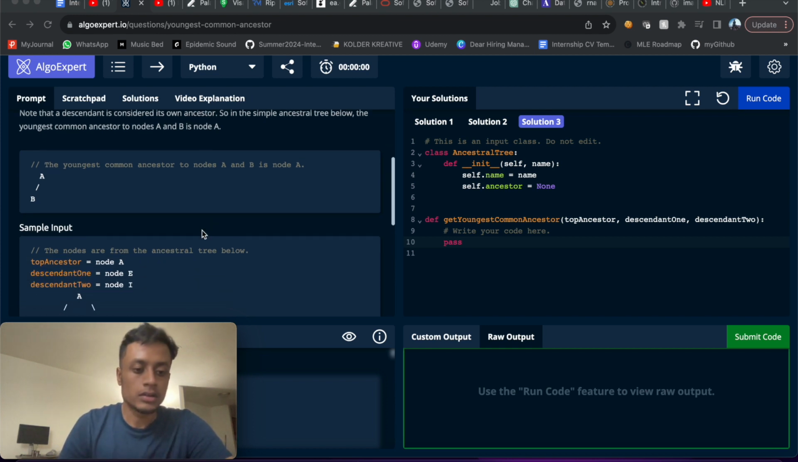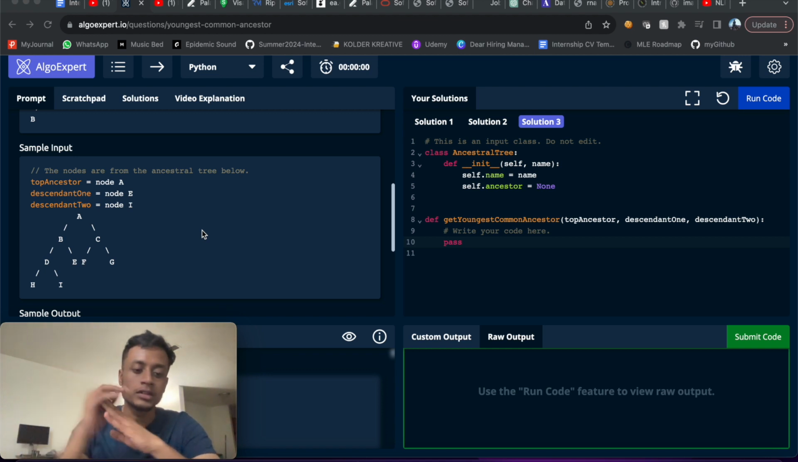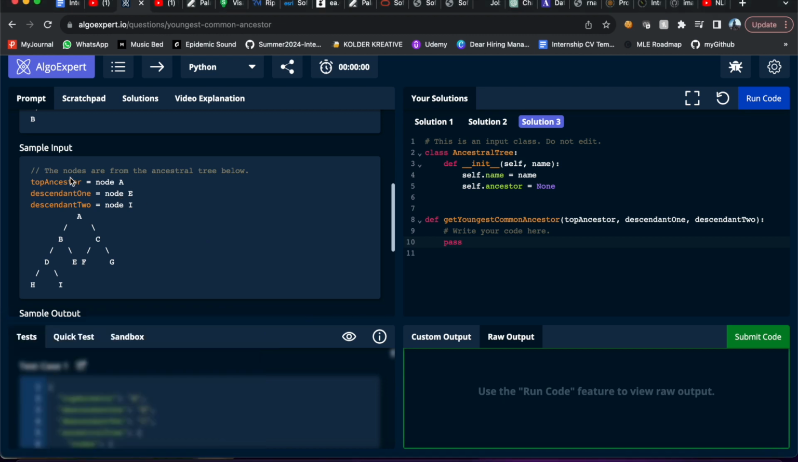Okay, so if you can imagine, the first intuition that might come to your mind is something like an HCF or an LCM kind of logic, that you want to find the most common ancestor, like your highest common factor or lowest common multiple. That's the kind of thing that came into my mind as well. So we have the top ancestor.